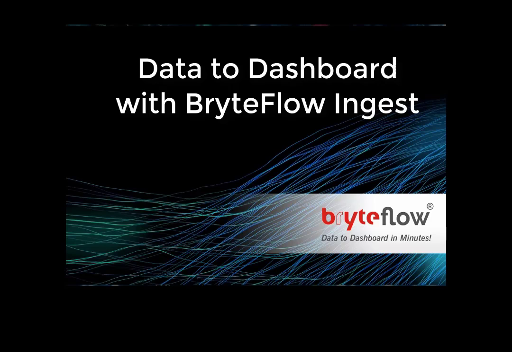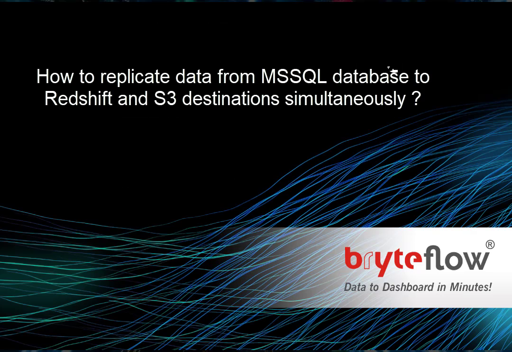Here's a quick rundown of what we're going to be covering today. We're going to replicate some data from an MS SQL database using Brightflow Ingest. We're going to replicate it up to Redshift and S3 at the same time. This can be useful when you have multiple use cases for your data. For example, Redshift could be used for the business intelligence department and S3 can be used for machine learning, AI and data science.